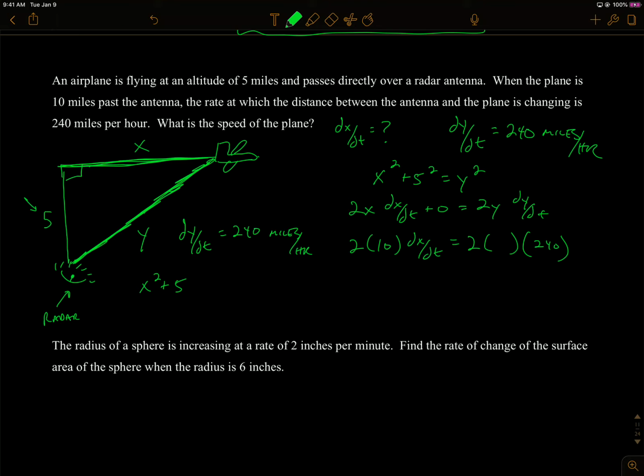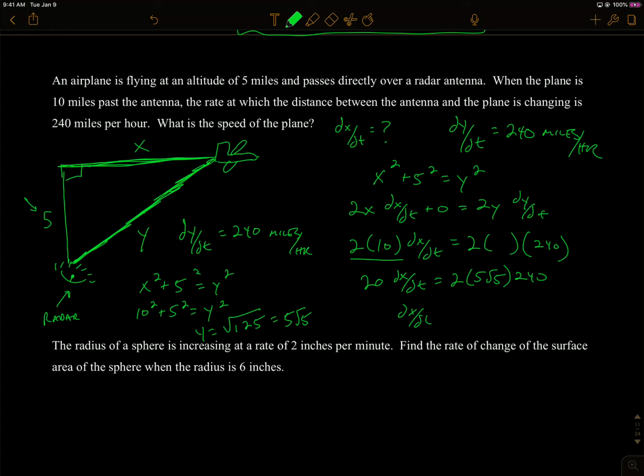Our original Pythagorean theorem, right? Well, we know when x is 10, so I've got 10 squared plus 5 squared equals y squared. So I do the Pythagorean theorem out, I solve for that, and I get the square root of 125 for y. So we could simplify that to 5 root 5. So we've got, I'll simplify here as I go as well. I've got 20 times dx dt equals 2 times 5 root 5 times 240. So if I simplify and solve for dx dt, again, you can pause and see if you can get there. You get 120 over root 5 miles per hour.